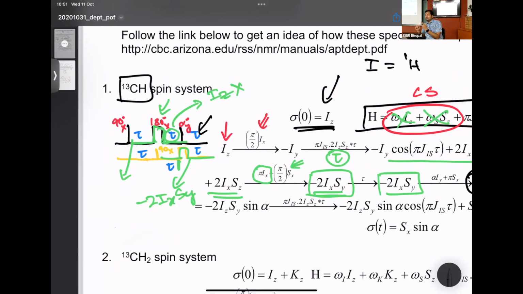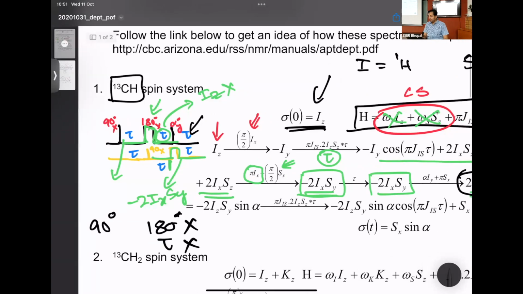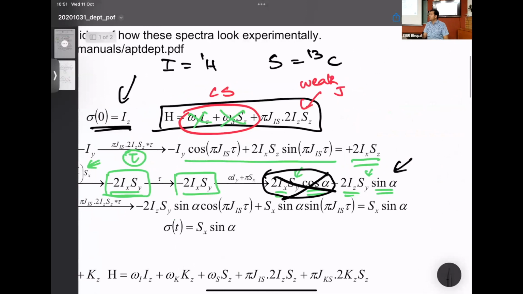Only pulses can change the order of coherence. Okay, only a 90-degree pulse or an alpha degree pulse can change the order of coherence, while a 180-degree pulse will not change it, or a tau delay will not change the order of coherence. Therefore, we can happily eliminate this part and not worry about it. Go back and think on what I meant. Only a 90-degree pulse will change the order of coherence.